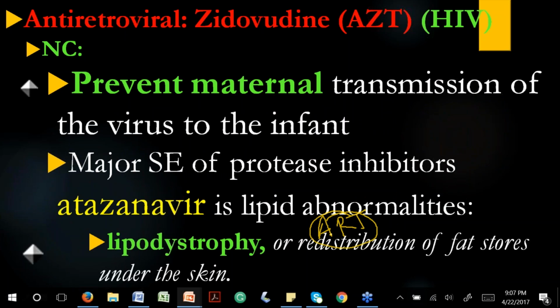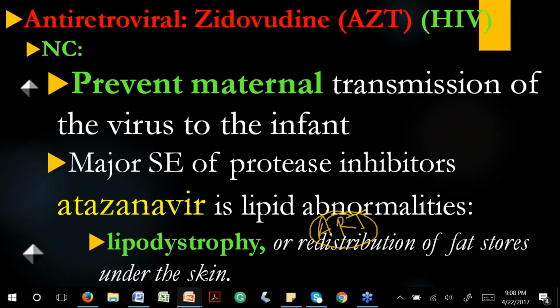Do we give zidovudine to a pregnant woman? Actually, yes. It is going to prevent the transmission of the virus to the infant and protect the mother herself, and prevent transmission of the virus during delivery. About 30% of newborns are going to have the virus from vaginal delivery.